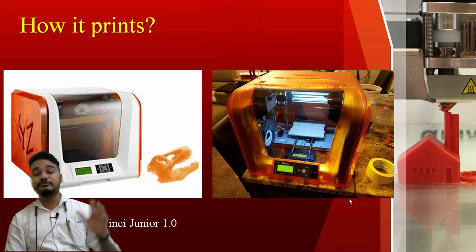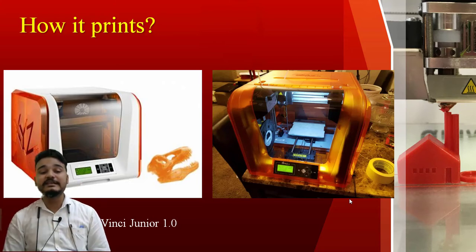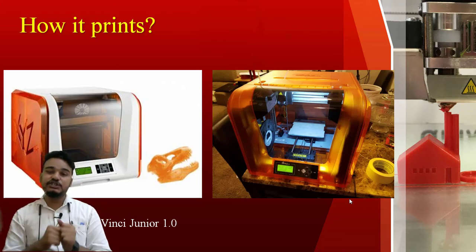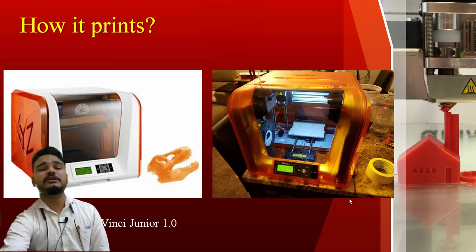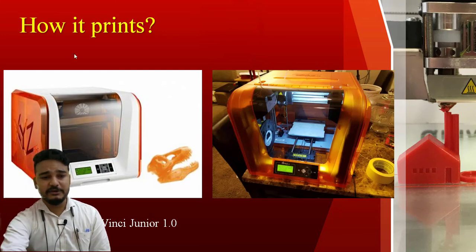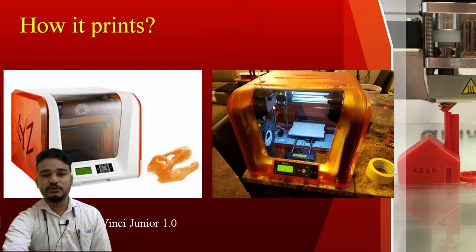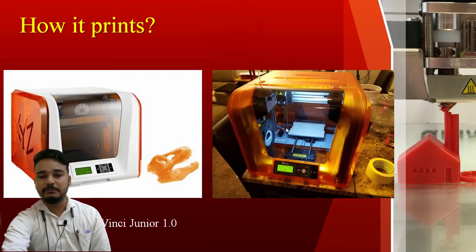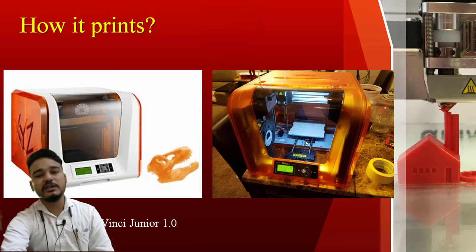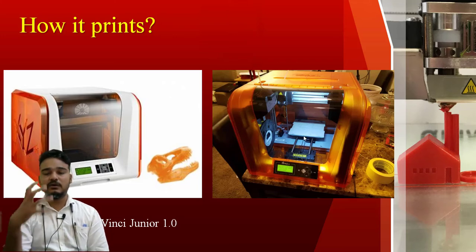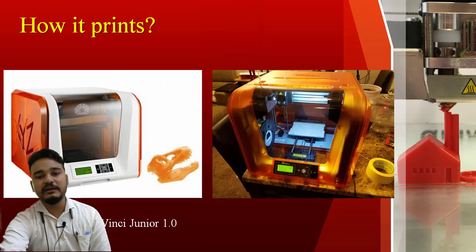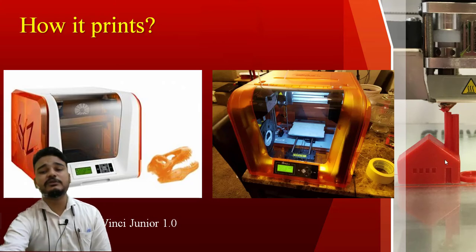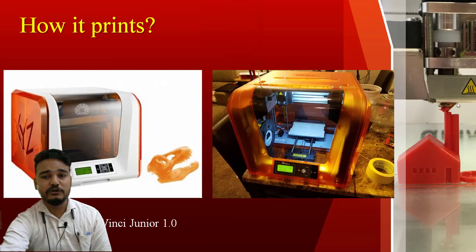So this is the printer that we have in our computer lab also, and the name of the printer is XYZ DaVinci Junior 1.0. 1.0 is a version. So you can see here, this is the complete printer when the lid is closed. This is the printer and this is the base. That white square area you can see, that is the base area or work plane area where the actual design will be printed. And here you can see one nozzle is there, at the top on the right side of your screen.